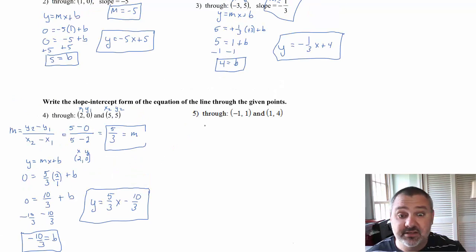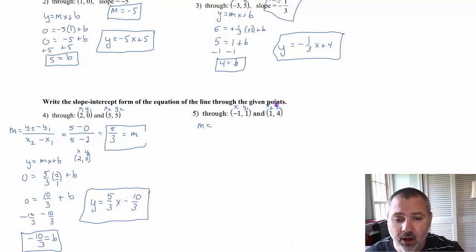So in this last example, number 5, we see we have an x value of negative 1. So x sub 1 is negative 1. y sub 1 is 1. x sub 2 is 1. And y sub 2 is 4. So let's go ahead and find our slope.